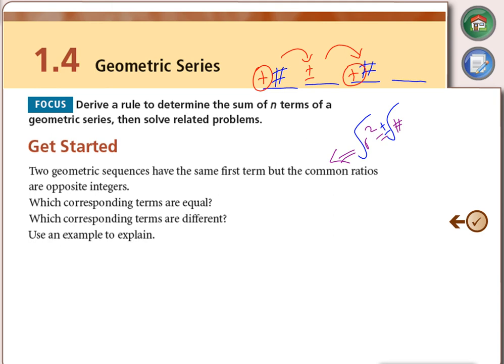So which terms are going to be the same and which terms are going to be different? How does this affect all the way through? Pause it if you haven't done so yet. Work this one through. Do the thinking yourself.